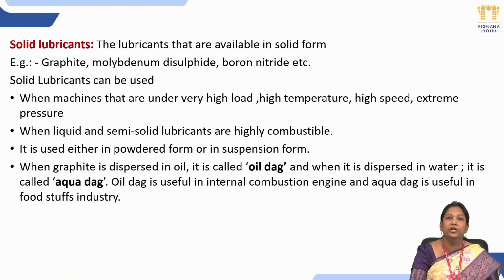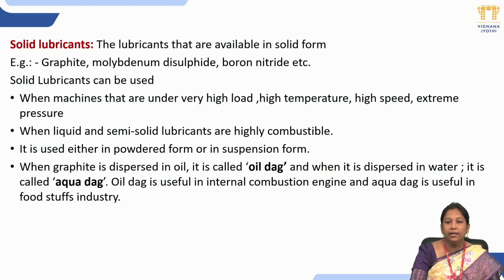So some of the machines may work at very high loads or high temperatures, high speed, as well as extreme pressures. So where the liquid lubricants or the semi-solid lubricants cannot be used at all, they cannot remain as a film in between the two metallic surfaces because of these extreme conditions. So their solid lubricants will be used, and it is either in the powdered form or in the suspension form also can be used.